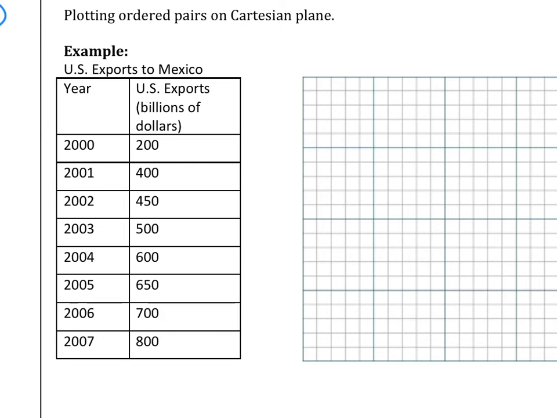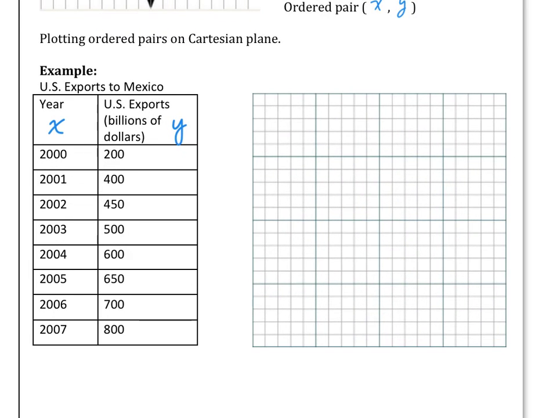So for example, if we were to graph this export to Mexico, we have this table that has year and then the billions of dollars of exports. Then we can think of the x-axis as the year, and the amount of export as y, because y is a dependent variable, so it depends on x. And so we make XY axes like this, and let's say we start 2000 here, and then 2001, 2002, 2003, 2004, 2005.